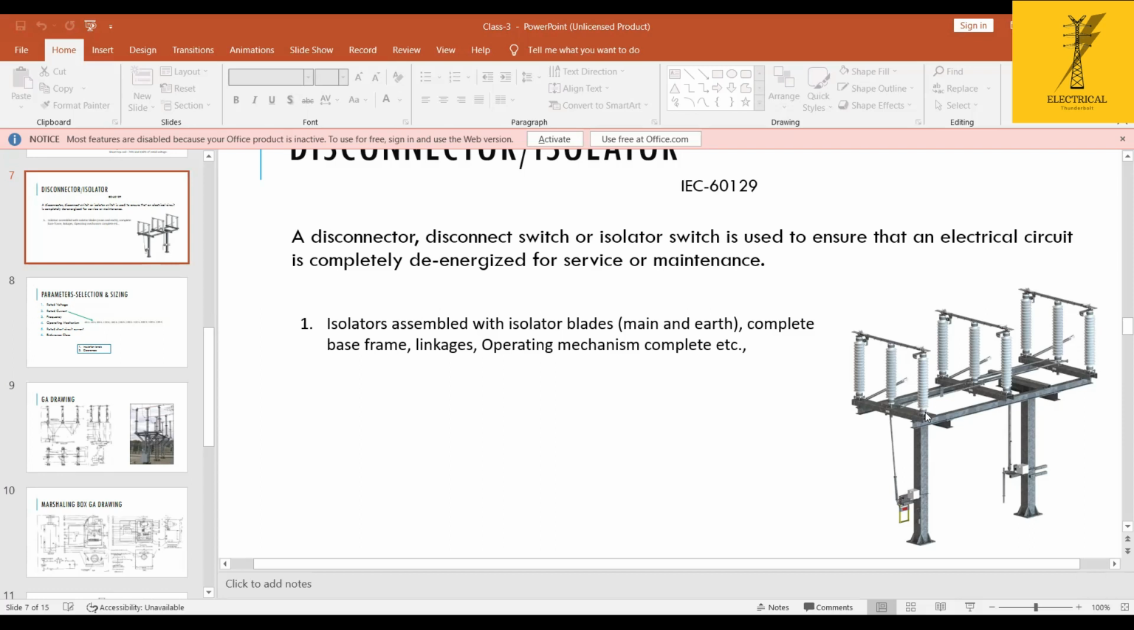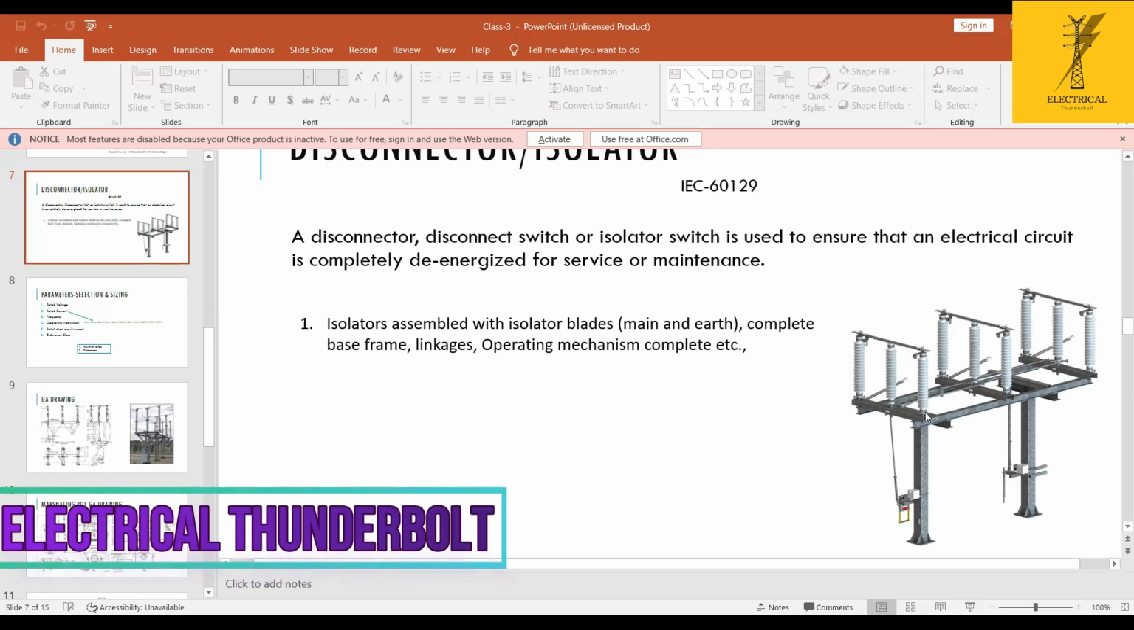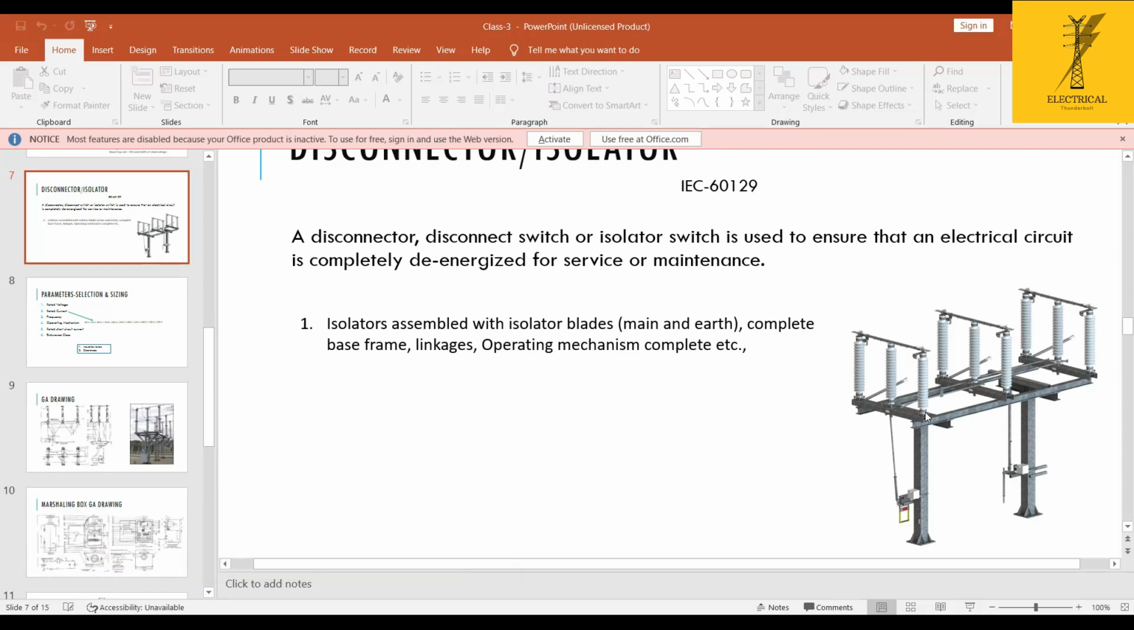So it's better to give directly for the isolator manufacturer only. So isolator, now we got a definition that an isolator is a device which will operate only in no load condition, and it ensures the person can attend the maintenance work safely, and also it ensures that the electric circuit where the person is working is de-energized for attending the work.